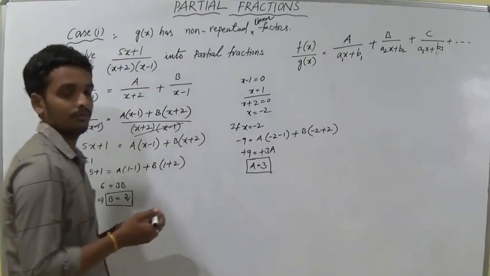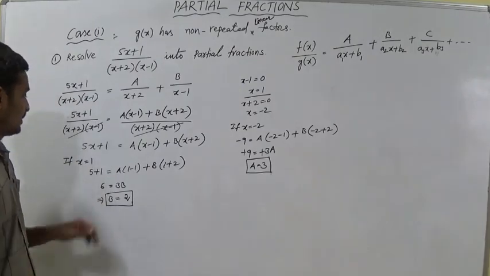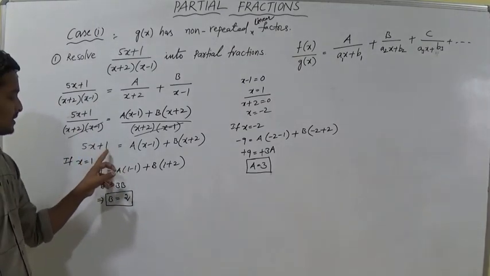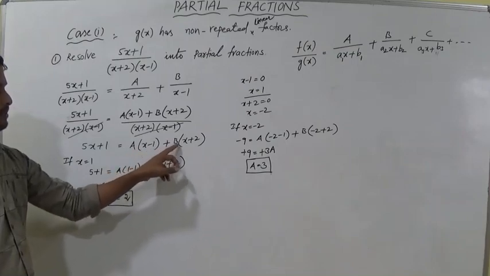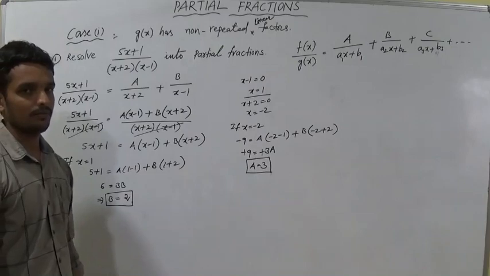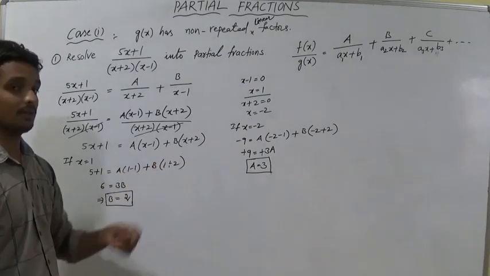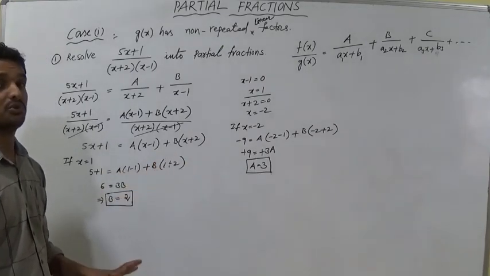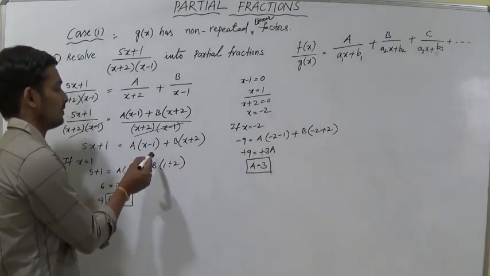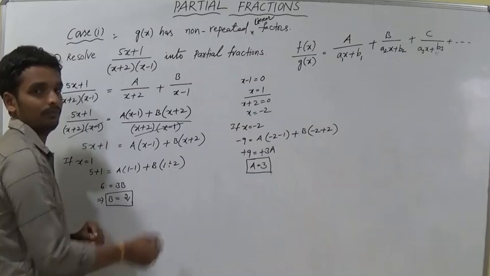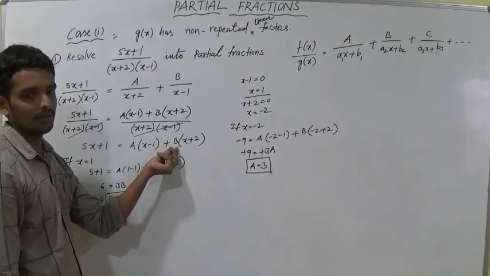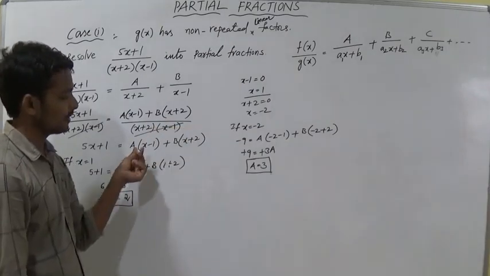Did you understand? I am telling you again. Up to here you can understand very well: 5x plus 1 is equal to a into x minus 1 plus b into x plus 2. So a and b are two variables. This is a linear equation in two variables. It has many solutions. If you want to find the values of a and b, we have to cancel one term, either a or b. If a is equal to 0, you can easily get the value of b. If b is 0, you can get the value of a.